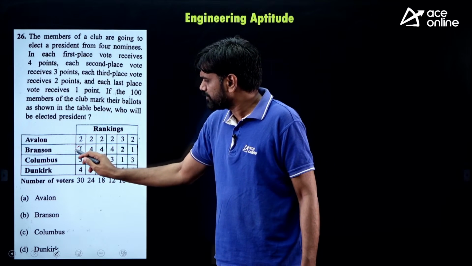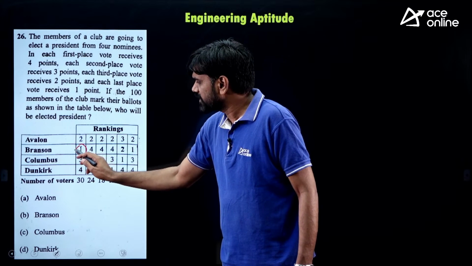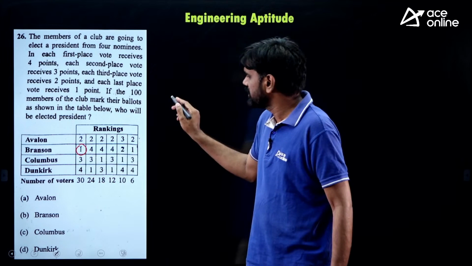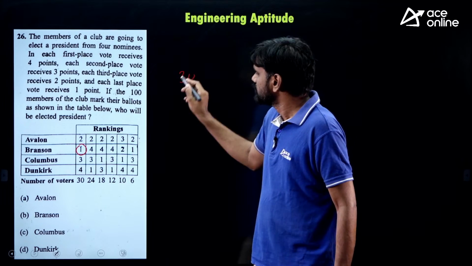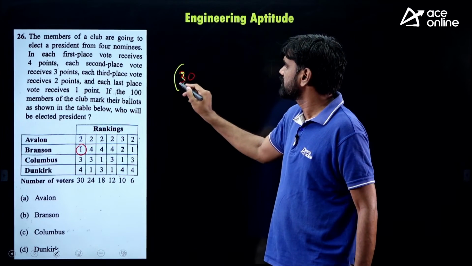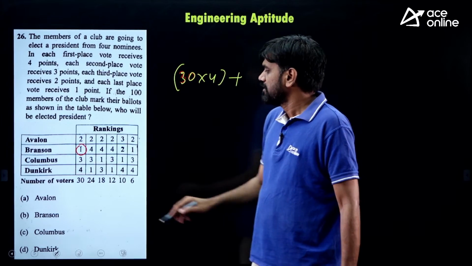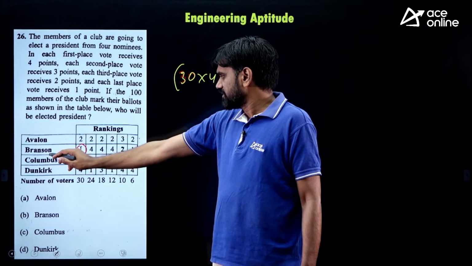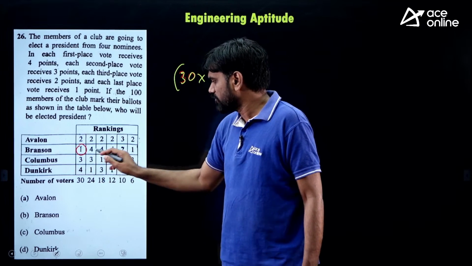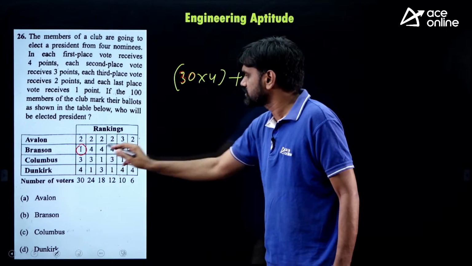He is like, first preference vote is given by how many candidates? 30 candidates. So for each first preference vote, he will get how many points? 4. So 30 people are giving first preference vote, means the total points he will be getting is what? 30 into 4, plus the second one. Branson will get how many votes? Like 24 fourth preference, means 24 fourth preference votes. For the least preference votes, he will get 1 point.